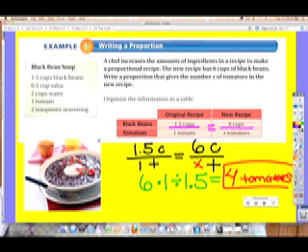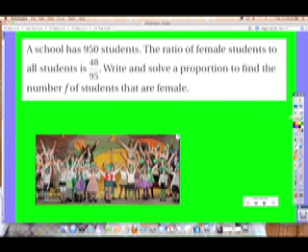Okay, let's look at the next one. Uh-oh, no table on this one. Okay, and you don't have this written down, so we've got to write down what's appropriate. So let's read over it. It says the school has 950 students. Wait, 950 students, is that boys and girls? Okay, keep that in mind, it's going to matter.